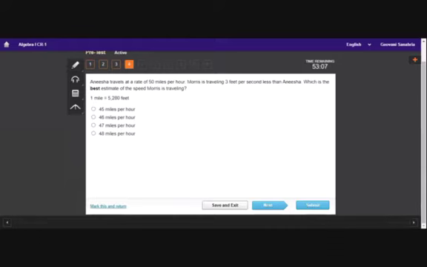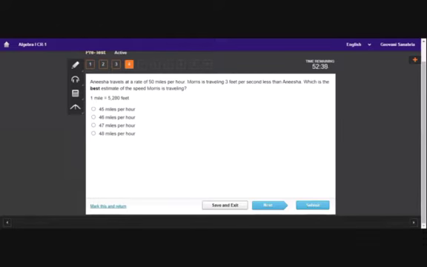I don't know. I think it's different. Yeah, they're switching between units because Anisha's rate is miles per hour, and Morris's is feet per second. Oh, okay. Yeah, I see. Maybe we'll change the 3 feet per second into miles per hour.